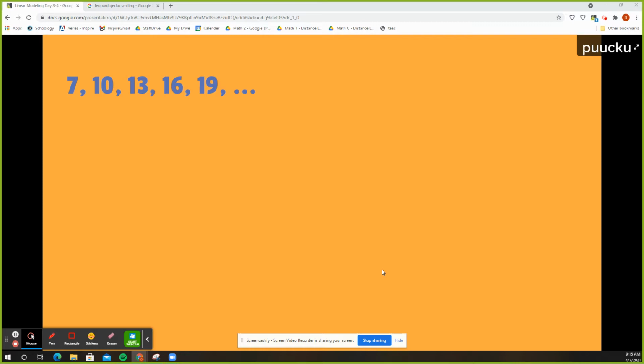This is called a sequence. In mathematics, mathematicians call this a sequence.